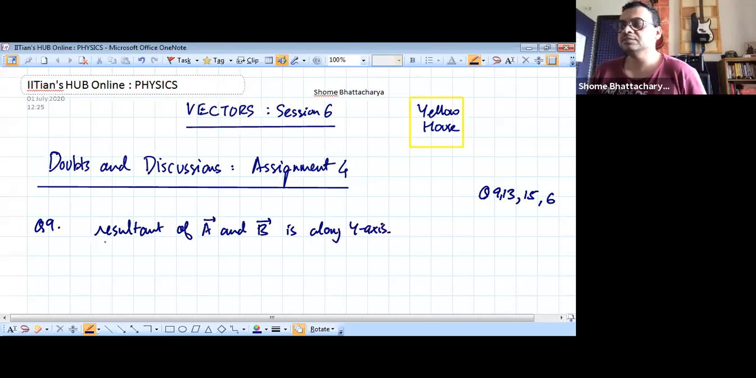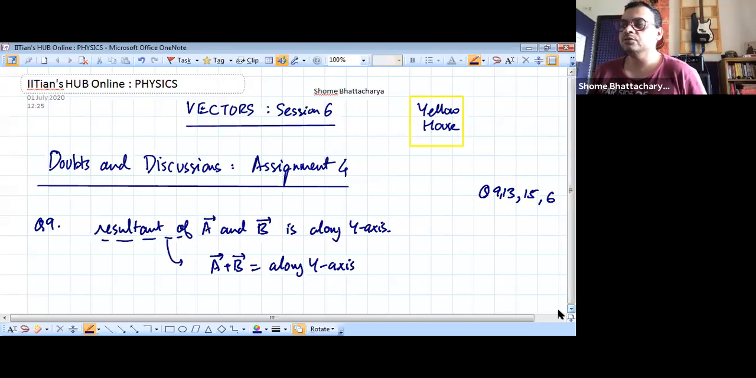So what does this statement mean, resultant? It means that A plus B, this vector, is along the y-axis. And A and B are shown to us in a diagram instead of given in component form or anything. They are shown to us in a diagram to be like this.